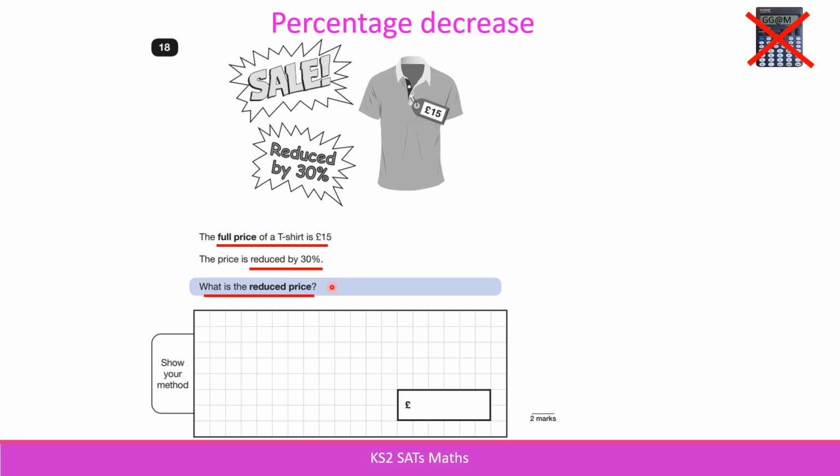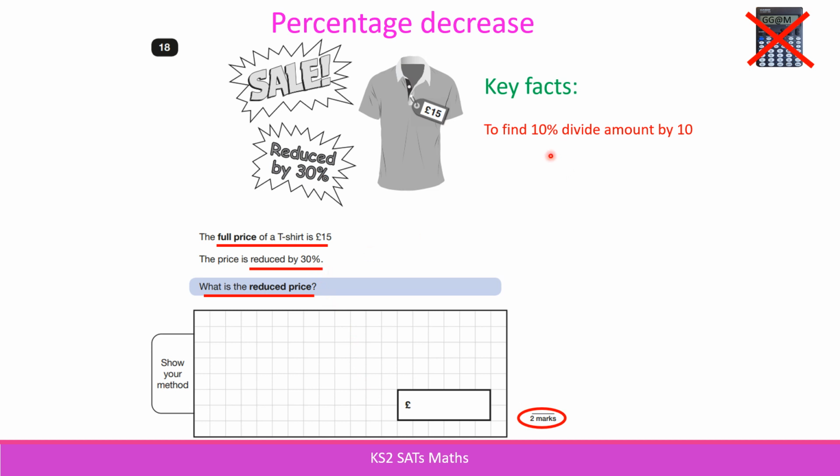You've got to work out what is the reduced price. And you need to write your answer in the box at the bottom, and this will give you 2 marks in the exam. So our key facts to help us to be able to do this. First of all, you need to find 10% of the amount. So we've got to work out 30%.